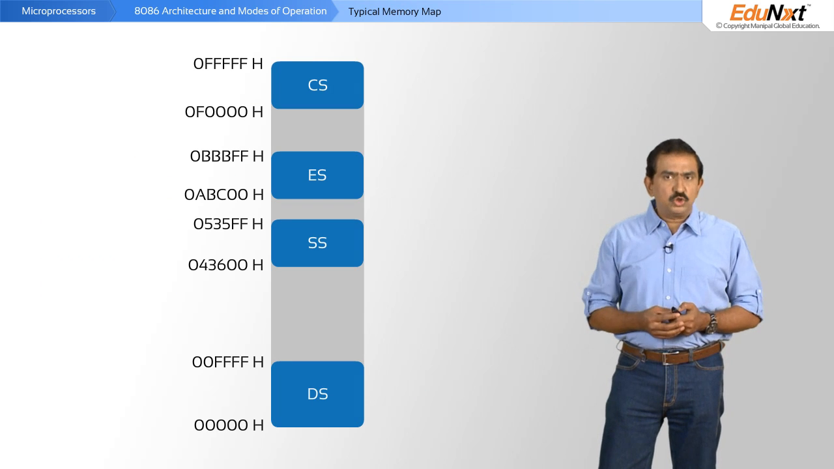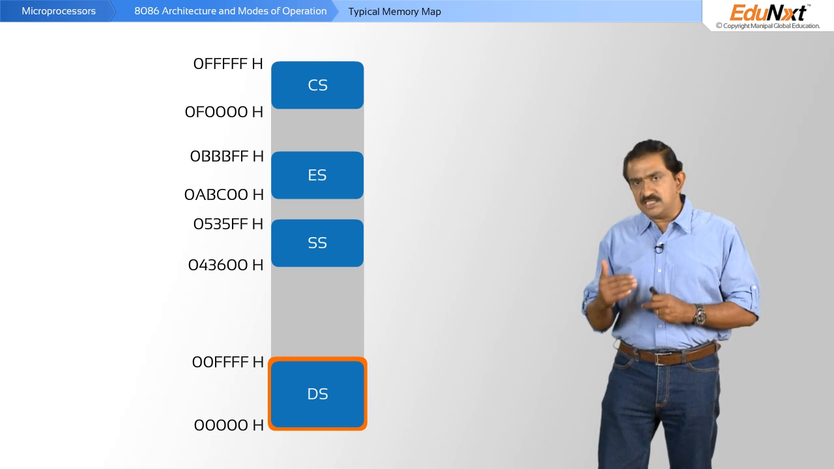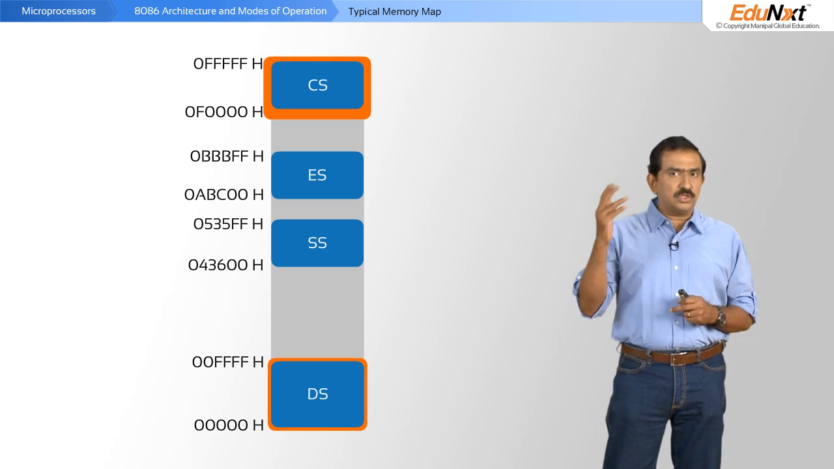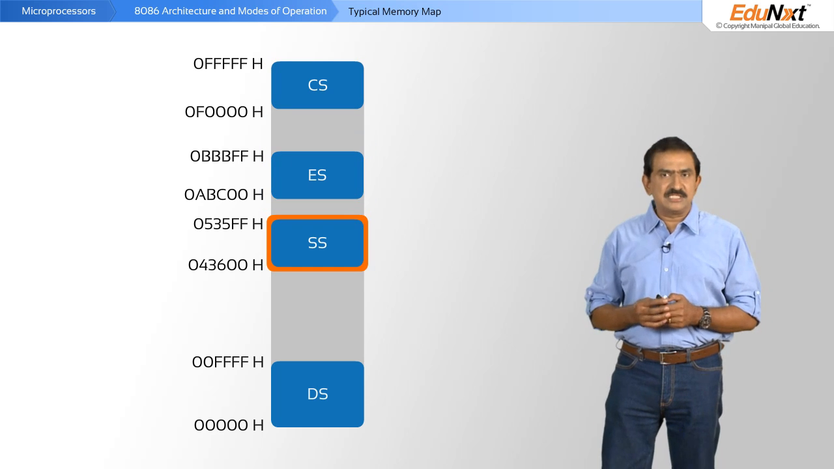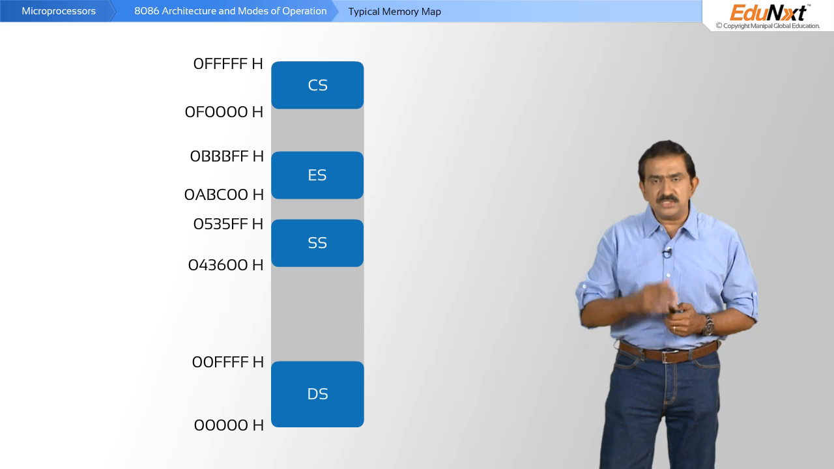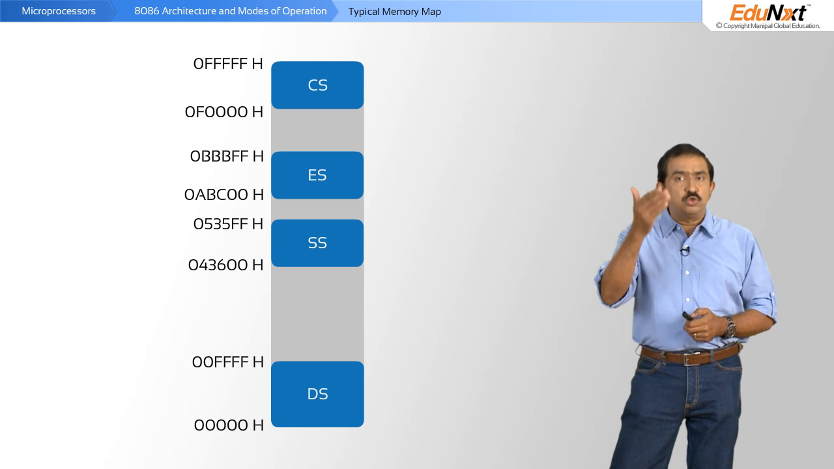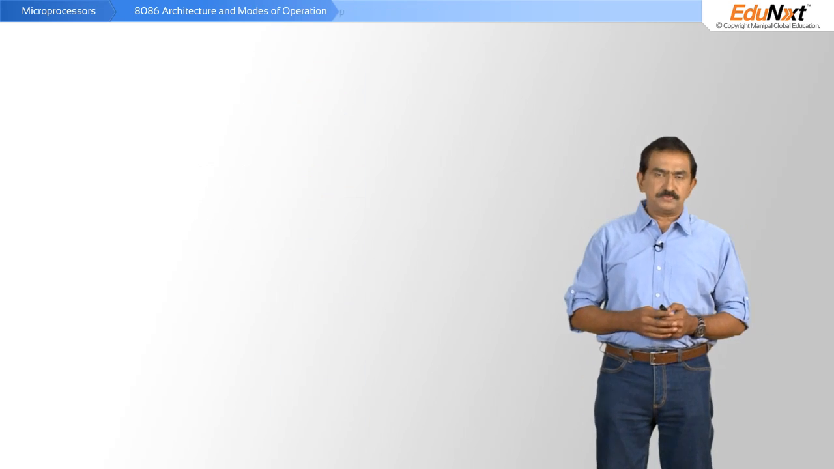This map shows you the usage of 4 different segment registers. The data segment register is at the bottom, the code segment register is at the absolute top, and you have the extra segment and the stack segment registers in between somewhere. You as the designer, you as the programmer, are free to map this anywhere within that 1 megabyte space.